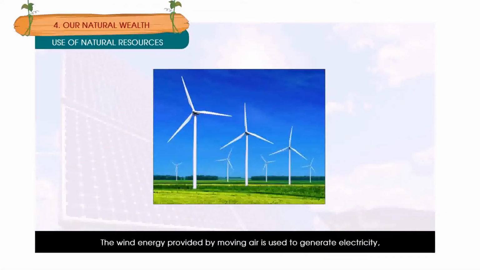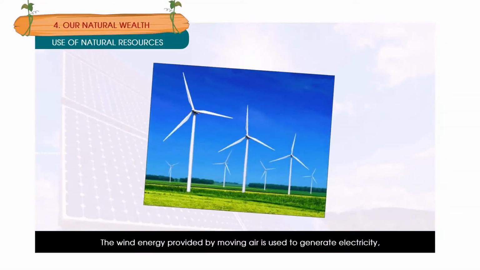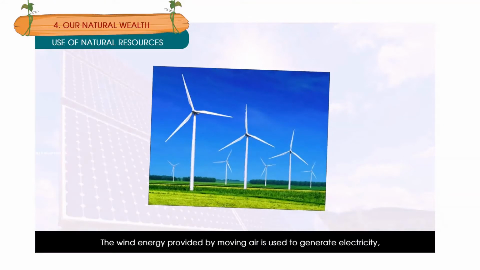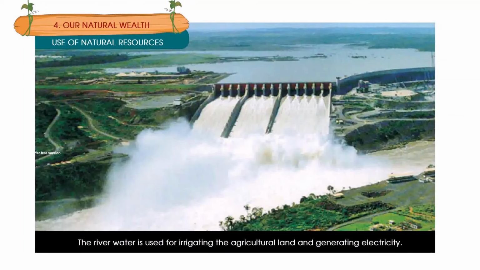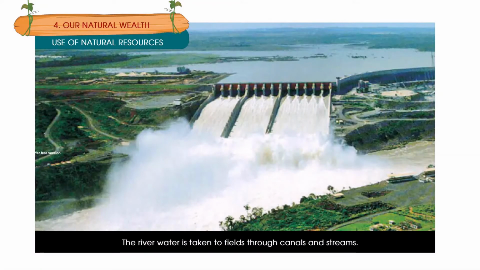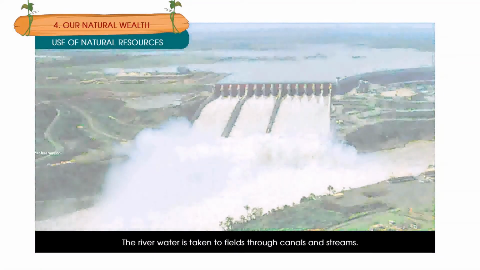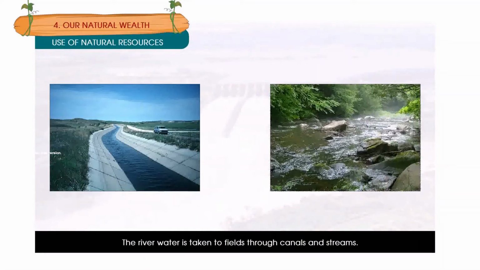The wind energy provided by moving air is used to generate electricity, to draw underground water, and operate small flour mills, etc. The river water is used for irrigating the agricultural land and generating electricity. The river water is taken to fields through canals and streams.